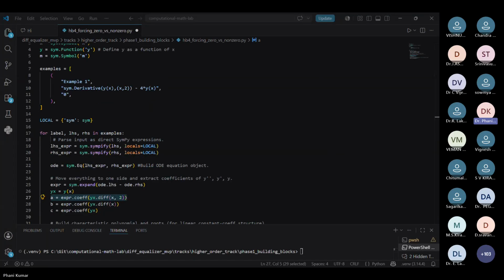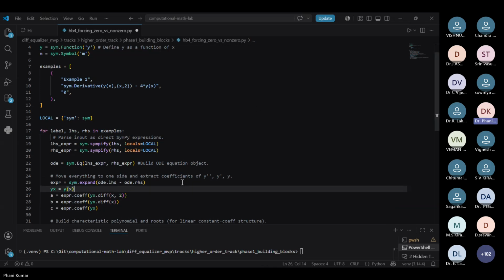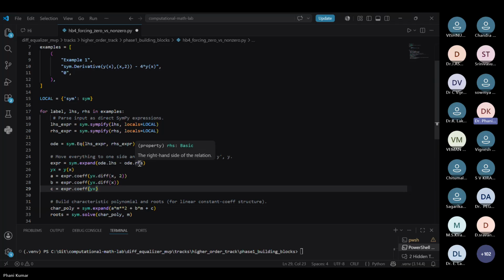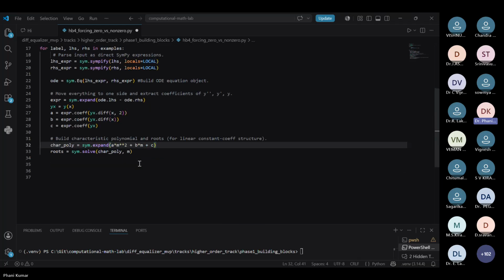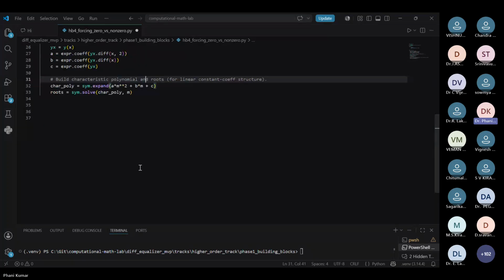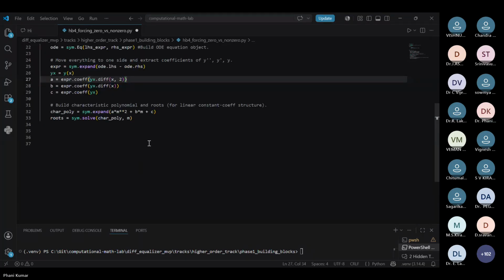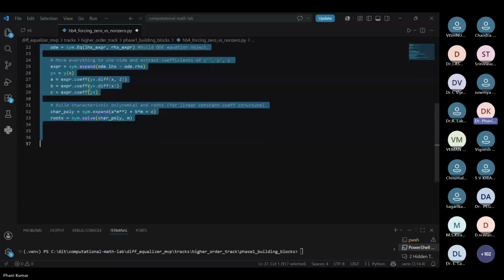Right. Next one. B is equal to expr dot coefficient of yx dot diff of x. Here you can write diff of x comma 1 also. There is no problem, but there is no need to write it. Diff of x comma 1 you can write, or simply diff of x.